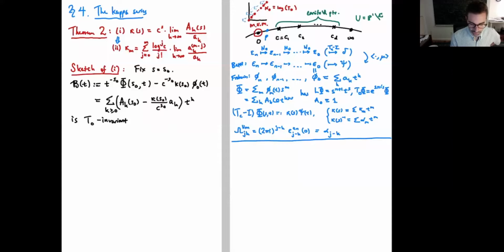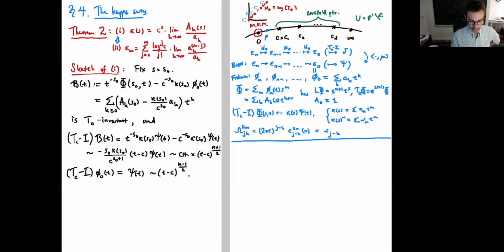Now observe that this is invariant about the origin because, first of all, that phi analytic that I defined was invariant by design, and phi naught is invariant about the origin. So we can write the power series expansion of this about the origin. But what does it behave like about the conifold point? Well, we apply Tc minus I to B to find out. We know that phi becomes kappa psi when we apply Tc minus I, and phi naught becomes psi when we apply Tc minus I. So at the end of the day, I just have T to the minus S naught minus C to the minus S naught. That gives me T minus C times the derivative of T to the minus S naught minus C to the minus S naught at C. Since psi looks like T minus C to the n minus 1 over 2, this quantity looks like T minus C to the n plus 1 over 2.